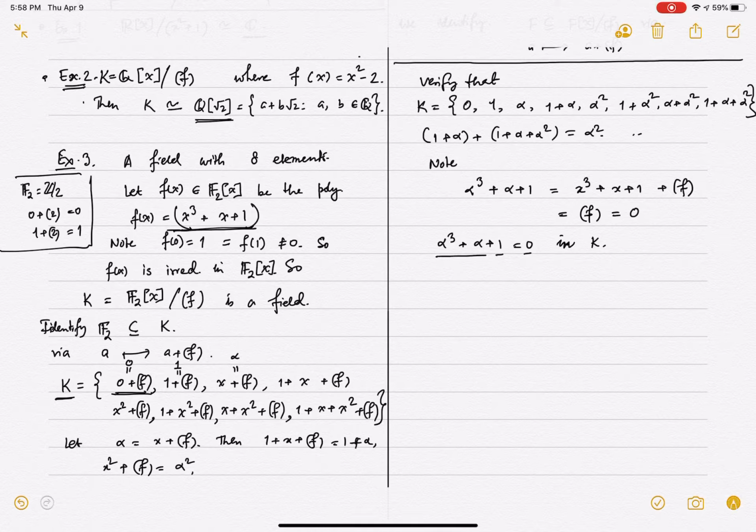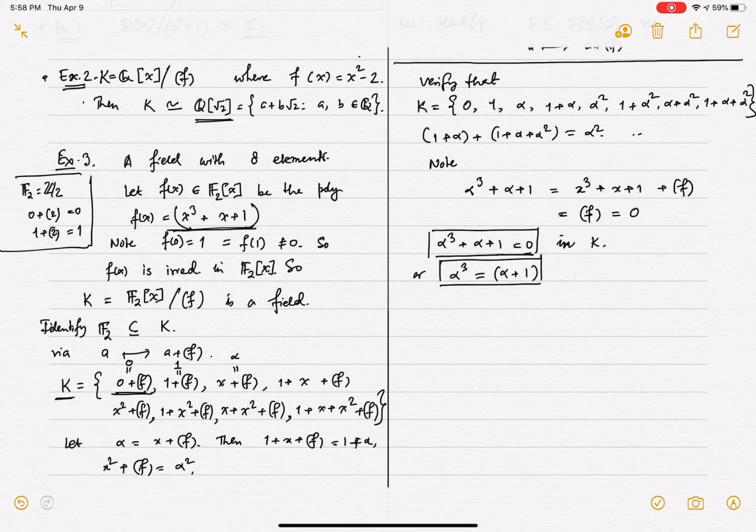So you just need to remember this rule. This is sort of the master rule. Or even better, this is the same as saying alpha cube is alpha plus 1. I really get minus alpha minus 1, but minus 1 and plus 1 are the same because we are over F2. So you just need to remember this rule, alpha cube equals alpha plus 1, to do the multiplication.